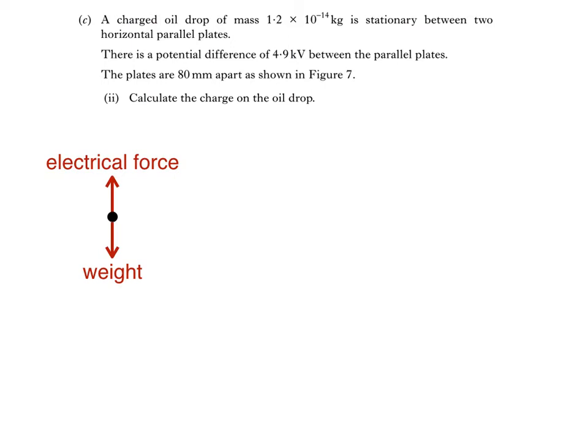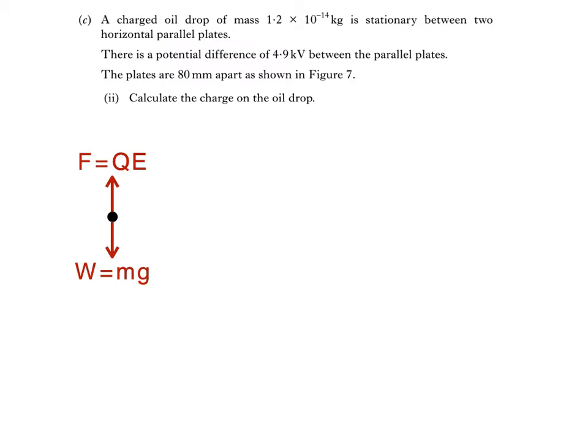So the weight force can be calculated using this equation. W is equal to mg, where m is the mass of the oil drop and g is the gravitational field strength, 9.8 newtons per kilogram on Earth. The electrical force can be calculated using this equation. F is equal to QE, where Q is the charge on the oil drop, what we're trying to find, and E is the electrical field strength between the plates.